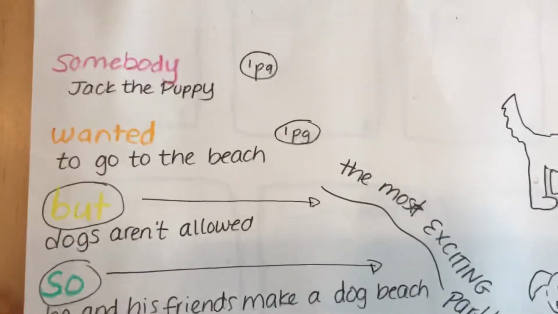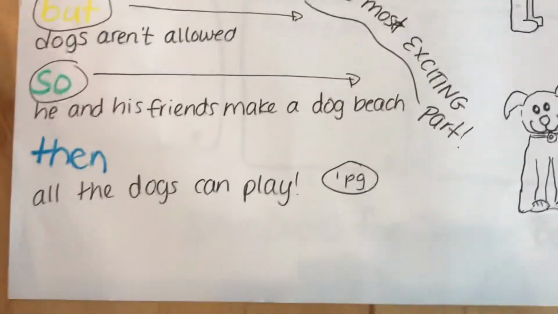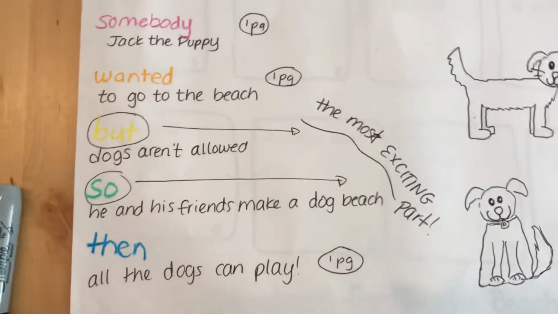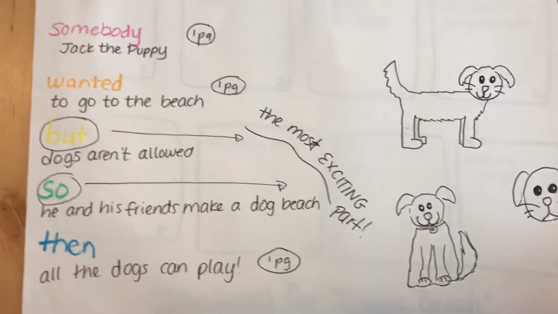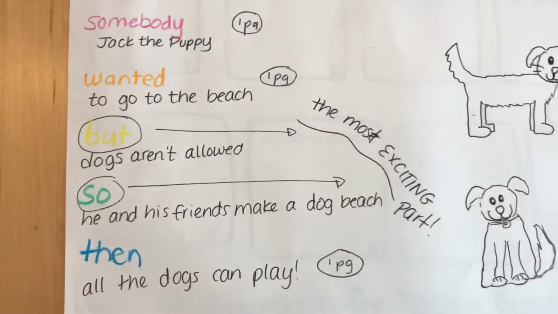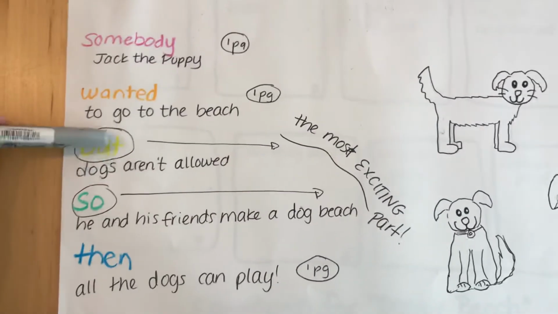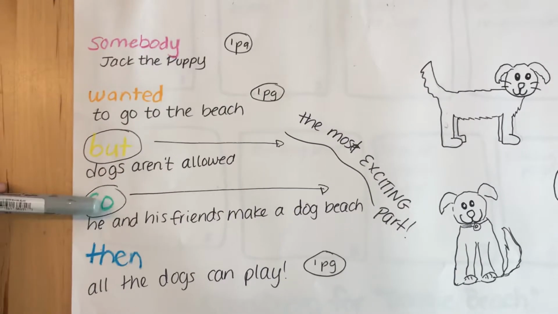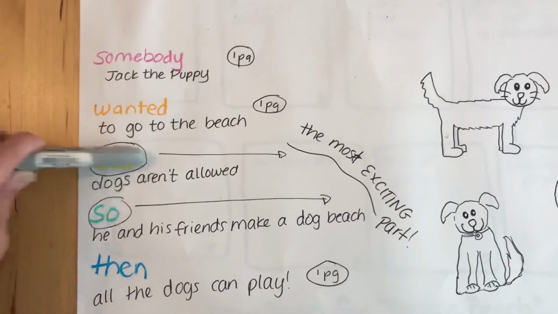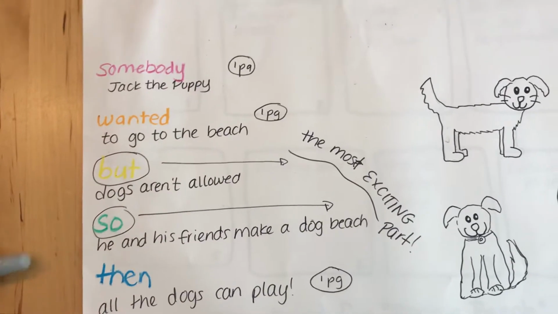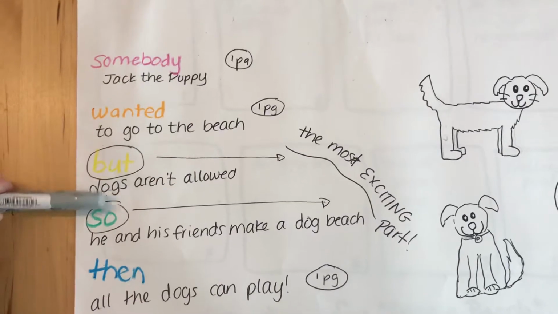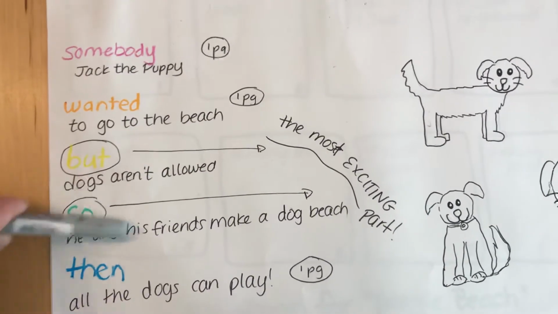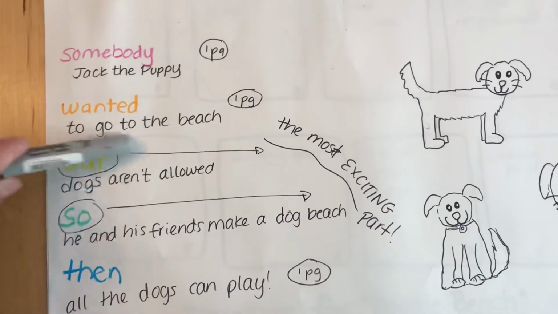When we read a book, books are not just 1, 2, 3, 4, 5 pages long, right? There's always a really exciting part of the book. And usually in most books, the most exciting and the longest part is the but part and the so part. What is the problem in the story and how does the problem get solved? So when you're writing a fiction story, this part gets extra pages.